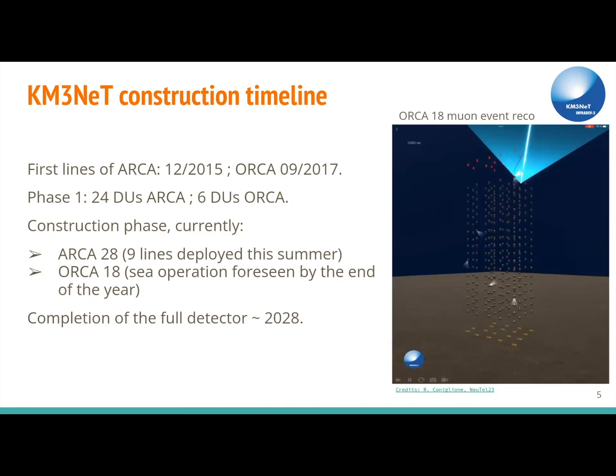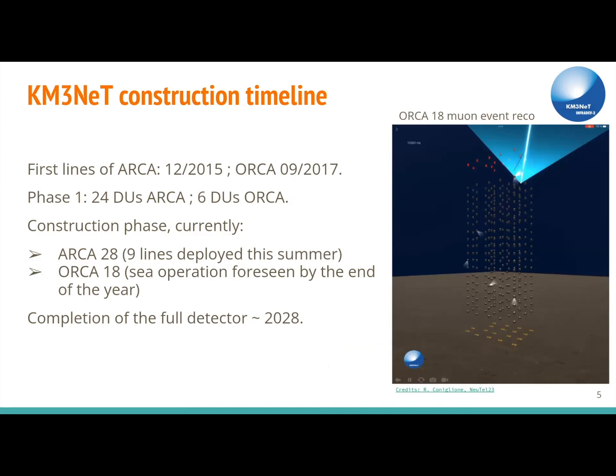The construction of the detector. We are quite a young detector. We started the building in 2015 for ARCA, 2017 for ORCA. Phase one of the detector building has been achieved, and now we are at 20 DUs deployed for ARCA and 18 lines deployed for ORCA. Well, I have an update from this weekend. We have put one more line for ORCA, but due to the weather, we have not connected it. So yeah, it is still ongoing.